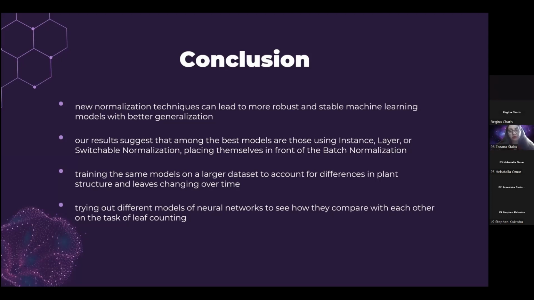And our future work would include training the same models on a larger data set to account for differences in plant structure and leaves changing over time. Because even on this simple plant, Arabidopsis thaliana, we have so many things going on as the plant grows. You probably saw on the data set slide, we have some really small plants, and the leaves are in one kind of shape, and then as the plant grows, leaves change drastically, especially when they start rotting and getting older and older.